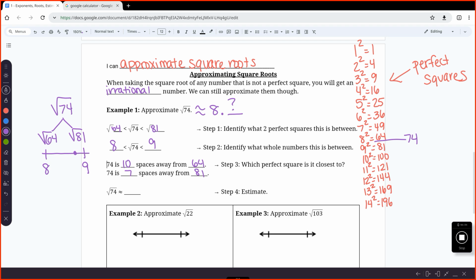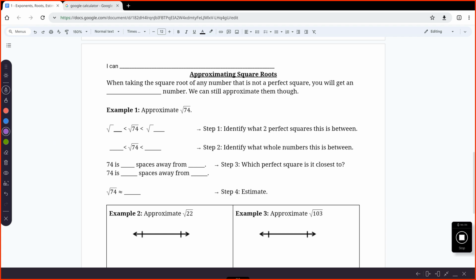So I would say that the square root of 74 is about 8.7. You could say 8.6, you could say 8.8. I probably wouldn't go any further than that, as long as it is closer to the 9 than the 8. It's all estimating and approximating, so any one of those answers that I had said would be correct. All right, let's look at example 2.